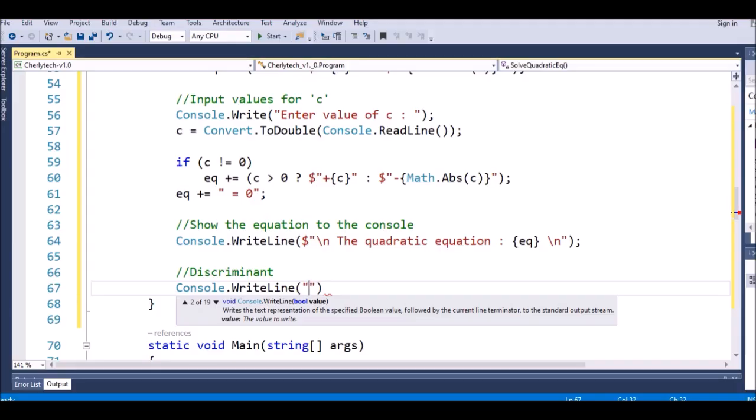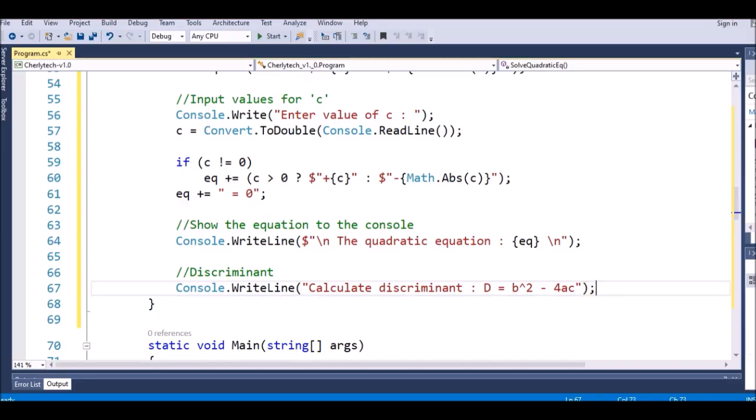Calculate discriminant. Calculate discriminant. And you know that D, right? D stands for discriminant, equal B power 2 minus 4AC, like this.